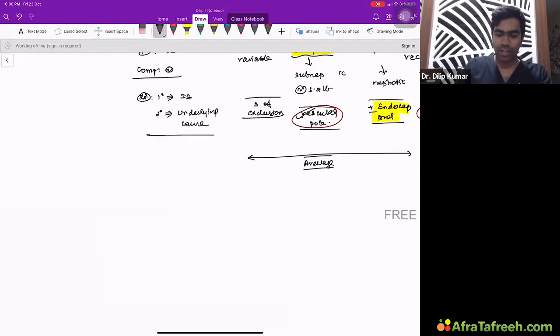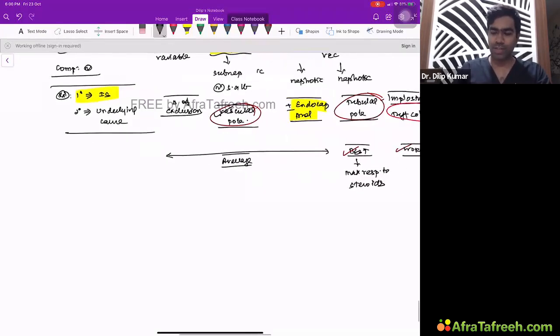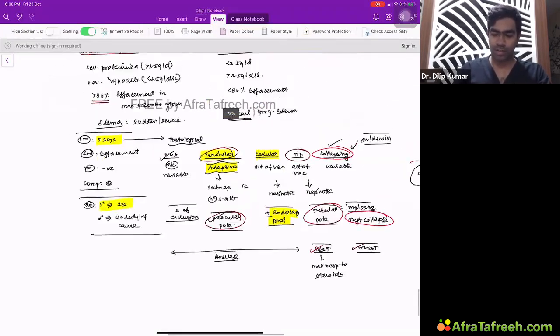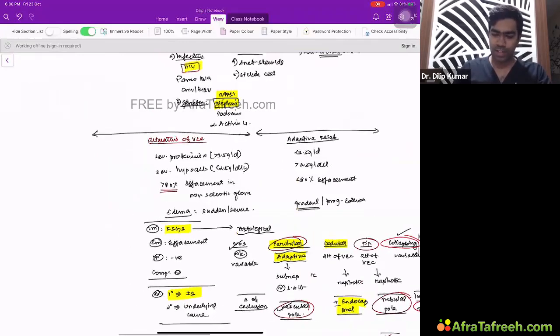Treat the underlying cause. That's the treatment of secondary types of FSGS. Apart from that, only for primary FSGS, primary forms without any underlying cause, you can think about giving immunosuppression, steroids. Otherwise, for secondary causes, it's just the treatment of the underlying cause. So I think FSGS is done.